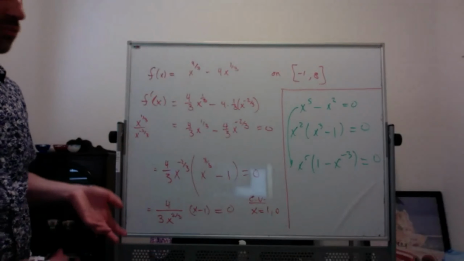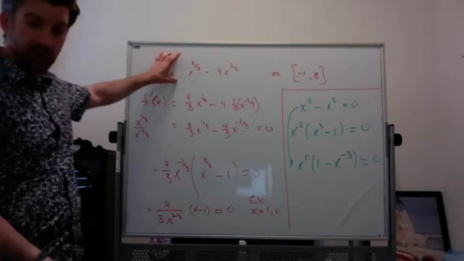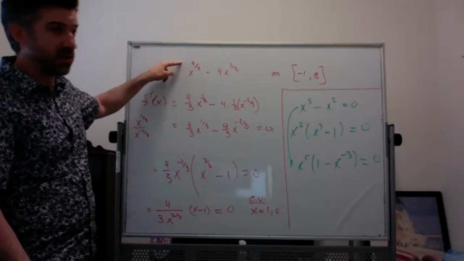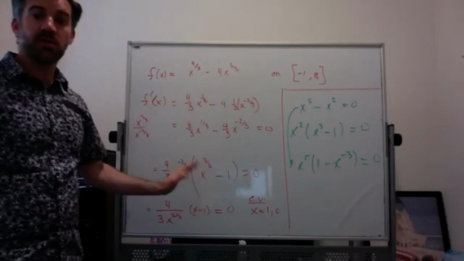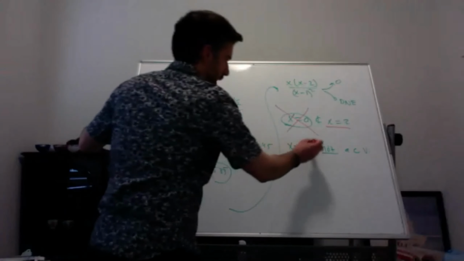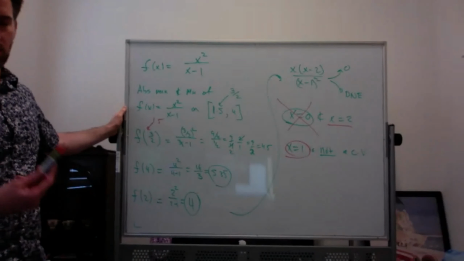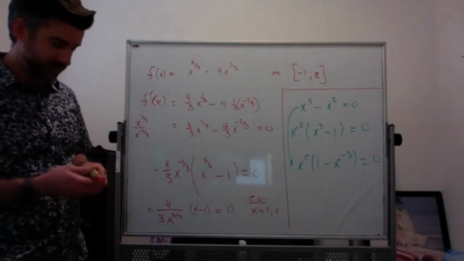Because in this example, 0 is in the domain of the original function. I look back at the original function, I can plug in 0. 0 to a positive power is just 0. Minus 0 to a positive power is still just 0. So here, 0 is a critical value. I usually call this other number a pseudo critical value because it's not really a critical value, but we still use it like it is. Whereas here, x equal to 0 is a genuine critical value.